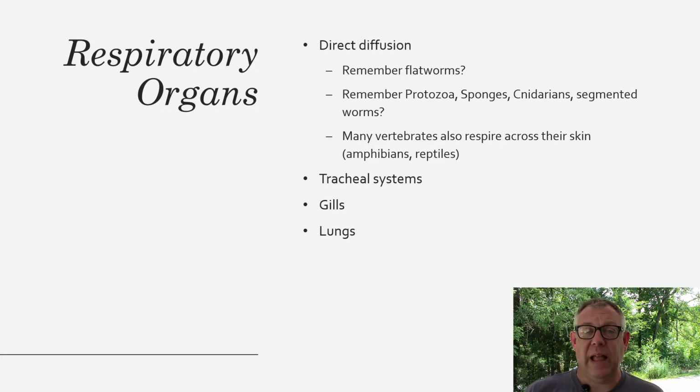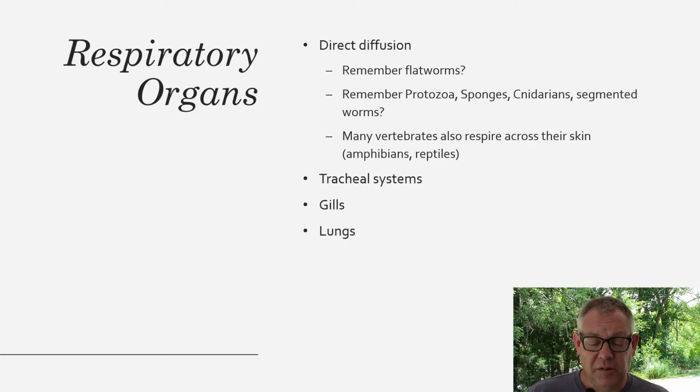In lab, we talk about flatworms. They don't really have respiratory organs, but they're flat. They've got a very high surface area to volume ratio. And so they can just allow gases to diffuse in and then out of their cells. The protozoans, the sponges, the cnidarians, the segmented worms, all these organisms don't really have respiratory organs. They just allow gases to diffuse in and diffuse out. But again, these, along with the flatworms, have higher surface area to volume ratios.